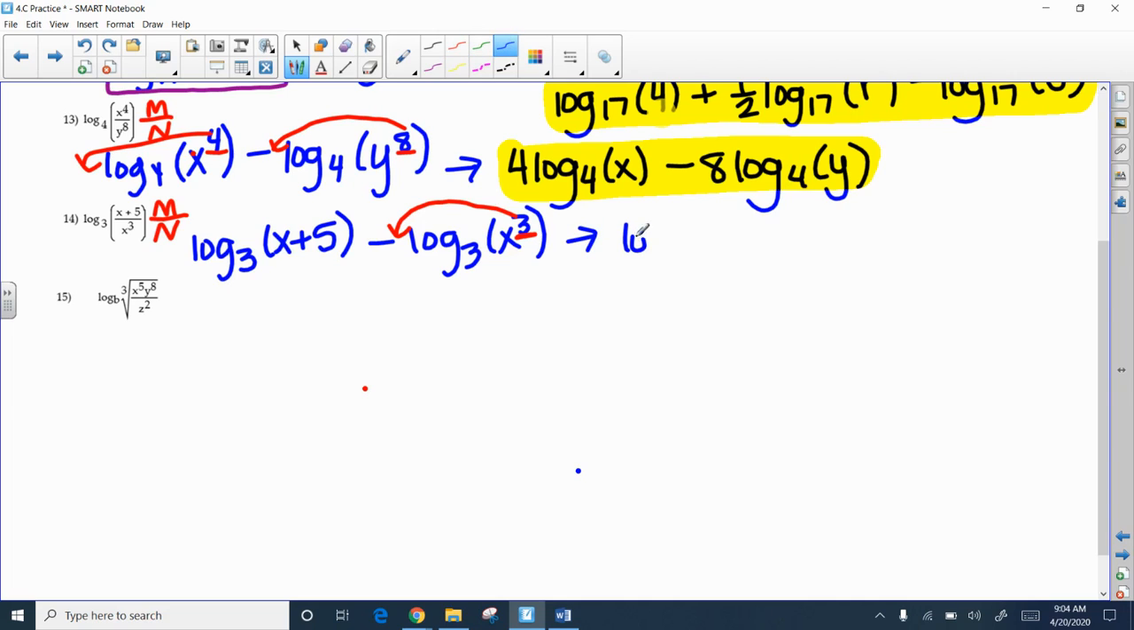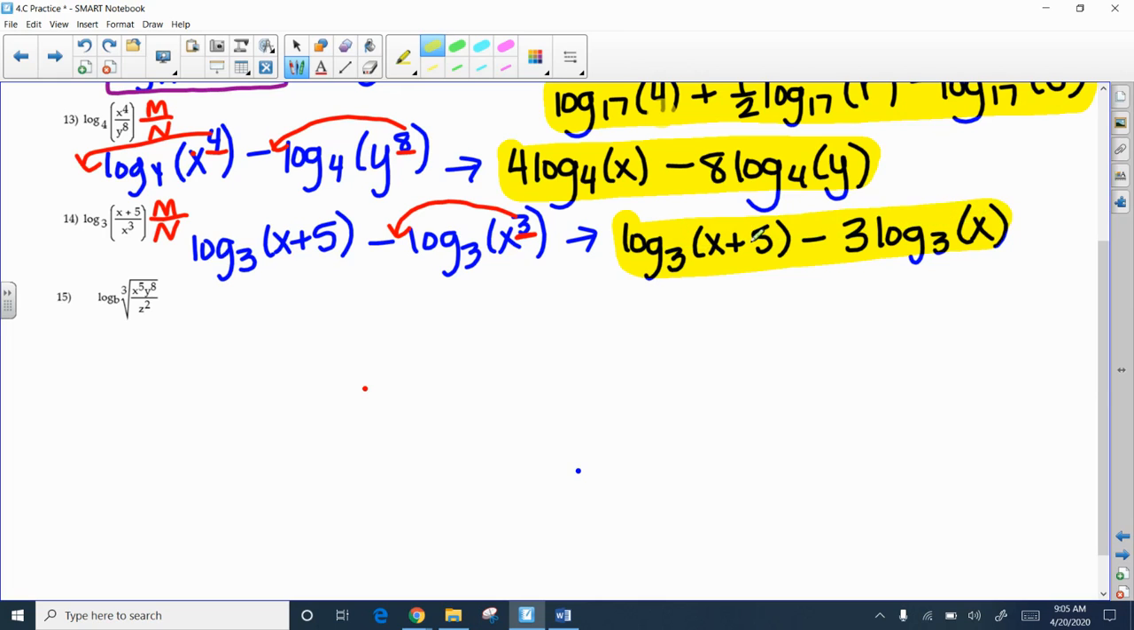So after I rewrite it, I have log base 3 of x plus 5 minus, I've got the 3 in front, so 3 log base 3 of x. And now it is expanded because each term we're taking the logarithm of is as simplified as possible.